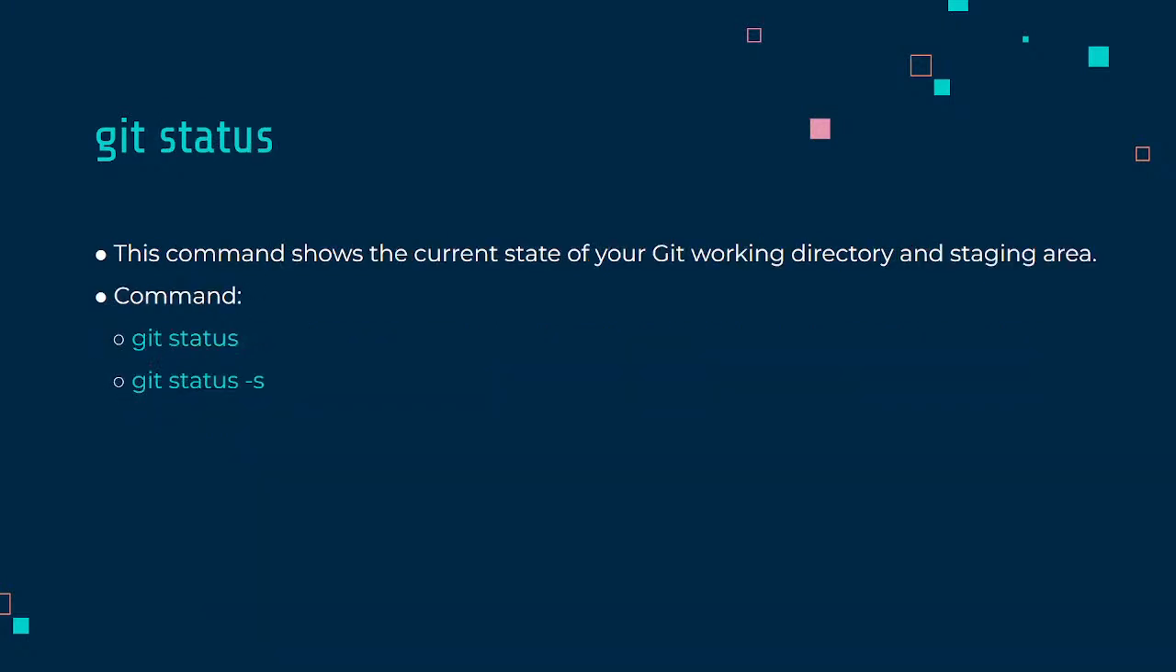Now the second command I want to talk about is git status. This command shows the current state of your Git working directory and staging area. The commands used for this are git status and git status -s.